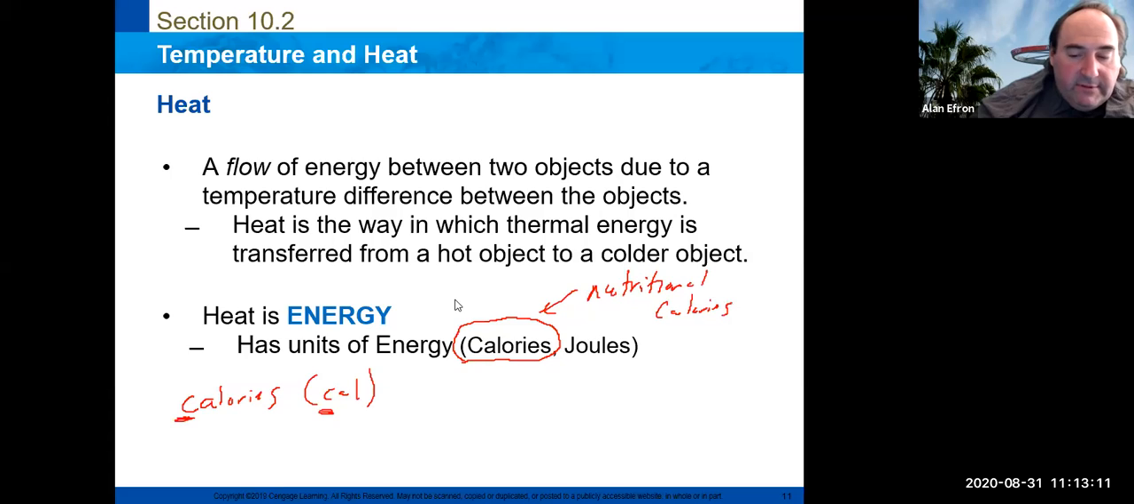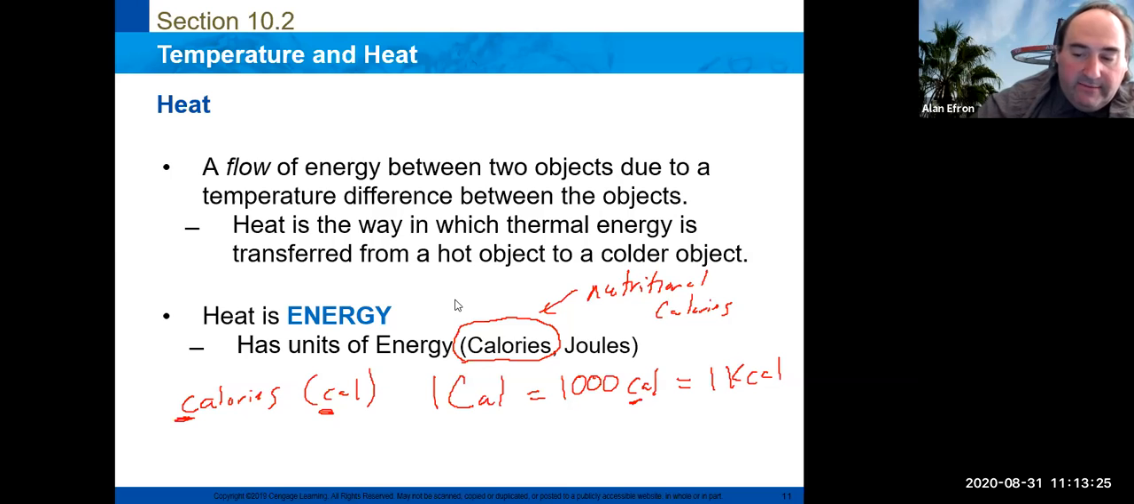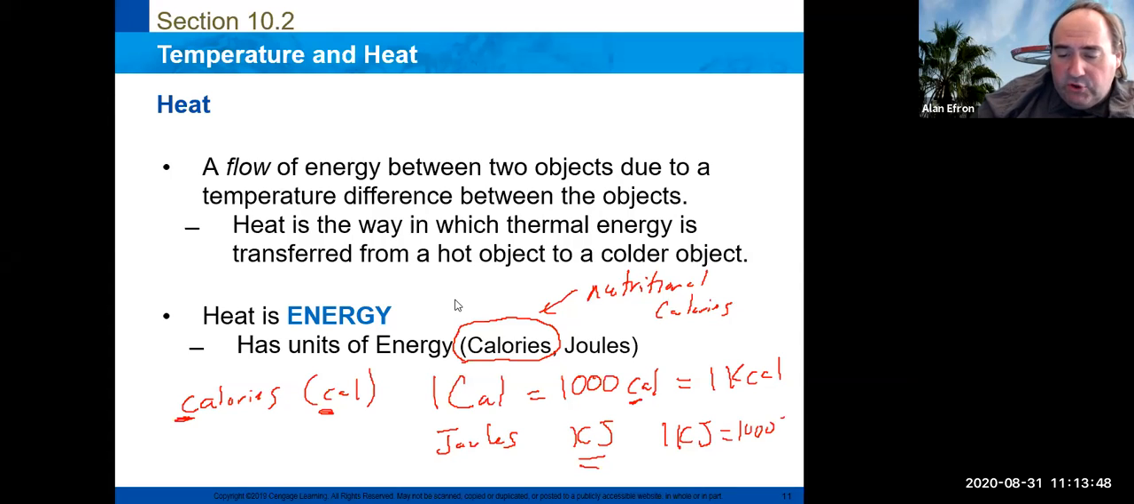What's the difference? The difference is that 1 calorie with a capital C is equal to 1,000 of the little calories, the lowercase c, and that is also sometimes referred to as another common unit, 1 kilocalorie, which is 1,000 of the little calories. Joules is also a very common unit, and kilojoules is another common unit. In 1 kilojoule, there are 1,000 joules. So that's a common conversion between them.